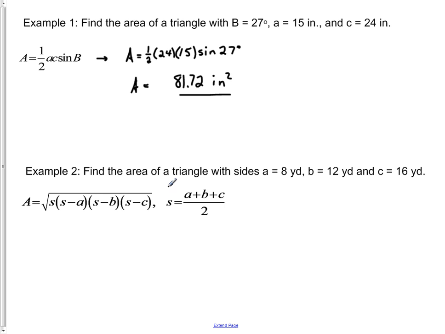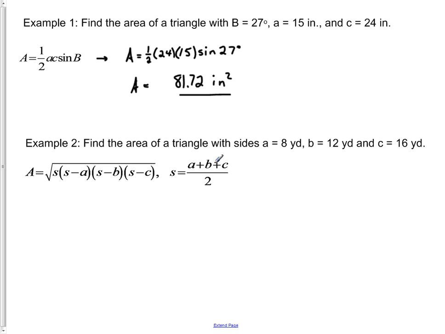How would it work out with this second one? This is a little bit more complex looking. We want to find the area of a triangle with sides a of 8 yards, b is 12 yards, and c is 16 yards. Maybe there's a surveying kind of problem right here. Well, what do we have to know? Well, of course, we want to know what our semi-perimeter is. Our semi-perimeter is going to be the sum 8 plus 12 plus 16, all divided by 2. Well, 8 plus 12 is 20, plus 16 gives us 36 divided by 2, and so that is 18.